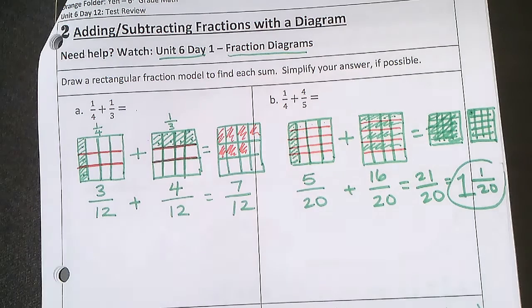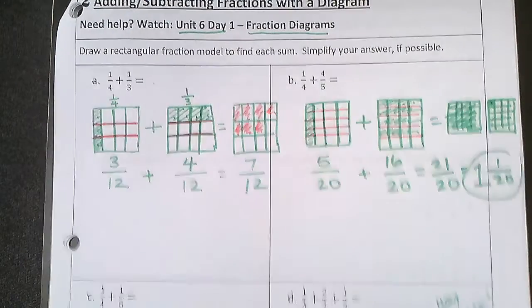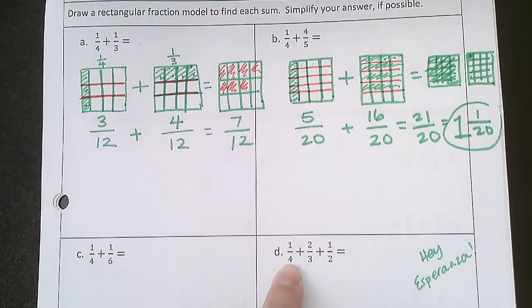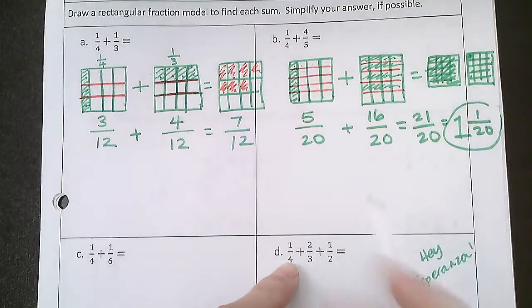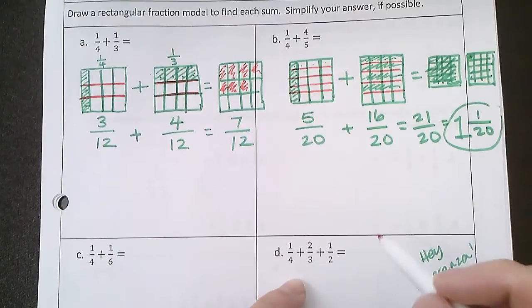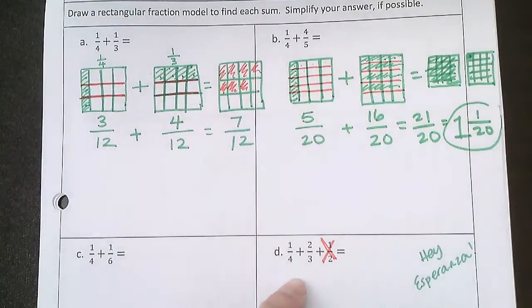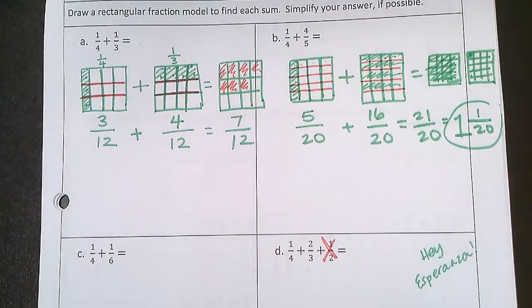Okay, there are your 2 examples. And now I want you to try and finish the rest of page 3 on your own. I did make one small mistake. For part D, I accidentally put 3 fractions instead of 2. So go ahead and I want you to cross out this last 1/2. So don't worry about that last 1/2. Just add these 2. Okay, go for it.